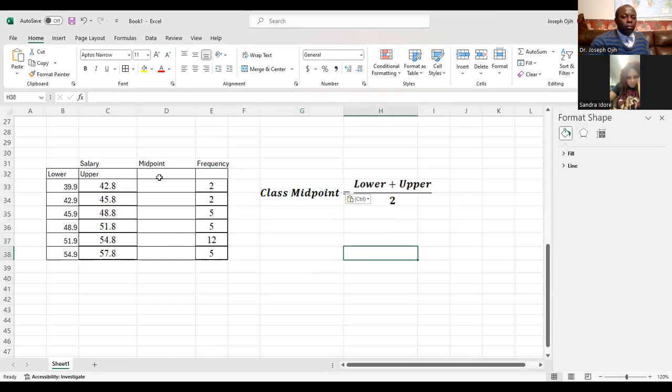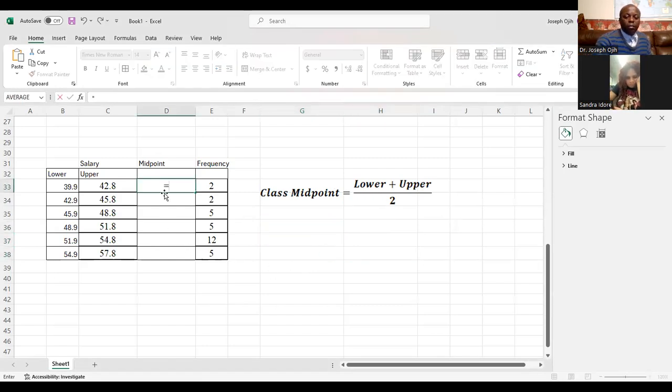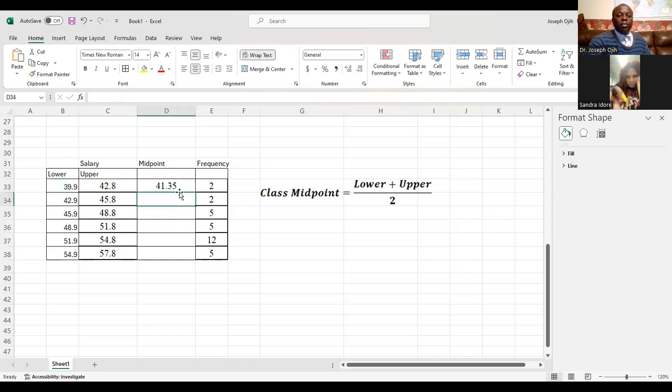Let's do it. I'm going to put the equal sign, put parentheses, so that it will follow the order of operations. If you don't put parentheses while you're doing it in Excel, it might give you the wrong answer. So this is the lower one. I'm going to click on it, type plus the upper one, close it, and divide by 2. That's what it says: lower plus upper divided by 2. Press the enter key to give you the answer.